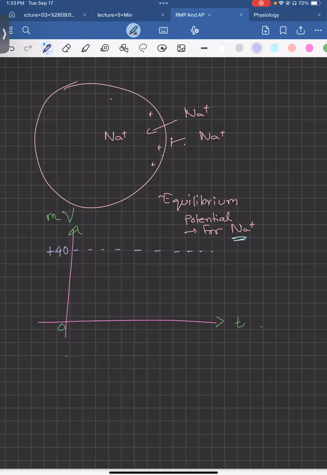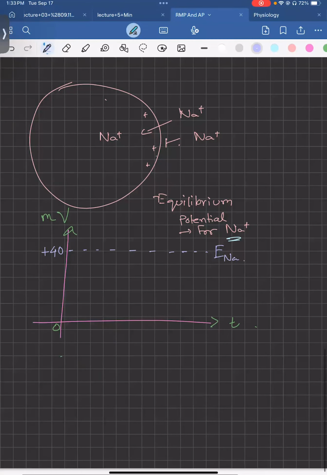Okay. All right, and that's going to be for sodium. So it's the equilibrium potential for sodium. All right, that's here, sitting here. Okay, cool.